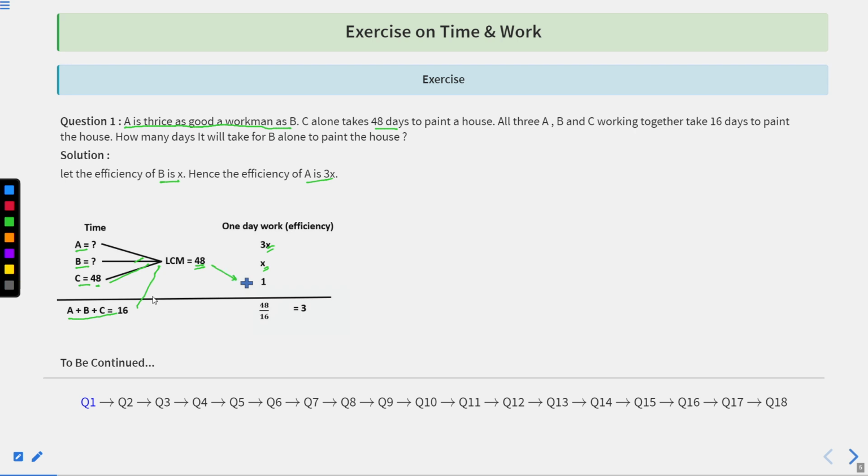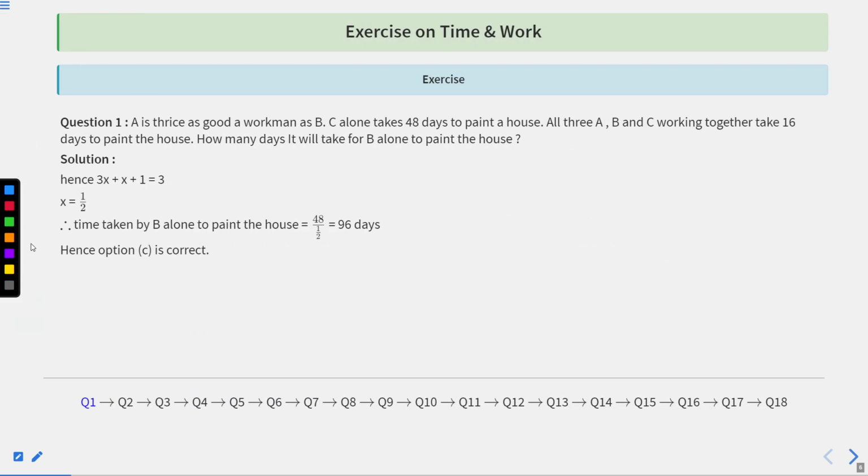It is also given that the 1 day work done by all three combined is 3. So that means the sum 3x plus x plus 1 is equal to 3. That means x is equal to 1 by 2. Therefore, time taken by B alone to paint the house will be 48 upon 1 by 2, that is 96 days. So the correct option here is option C.